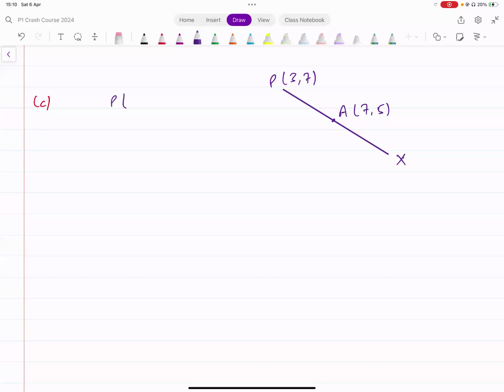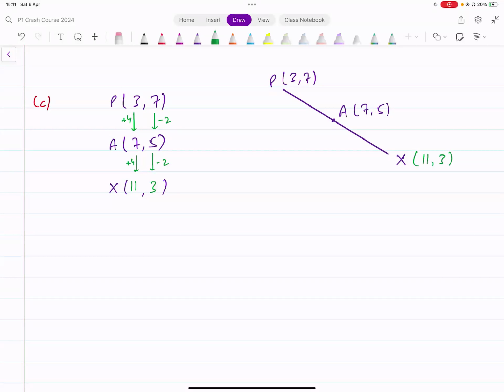You have a point P that's 3, 7. You have a point A that's the midpoint of P and X. And you have a point X for which you need to find the coordinates. All you have to do is check how many units you need to go from 3 to 7. You need to add 4. You would add 4 more to get to the point X, and that gives you 11. How many units do you need to go from 7 to 5? Minus 2. You'll do minus 2 more to get to this point X. So the coordinates of point X, therefore, are supposed to be 11 and 3.